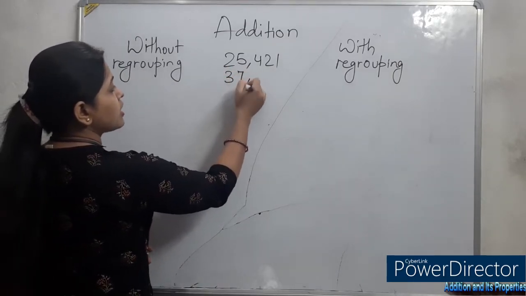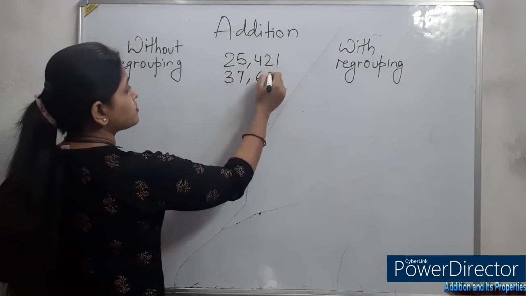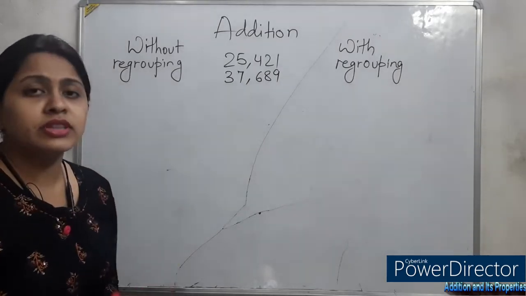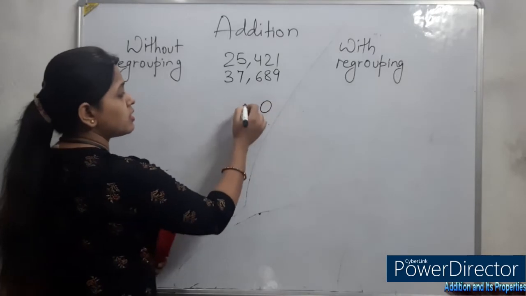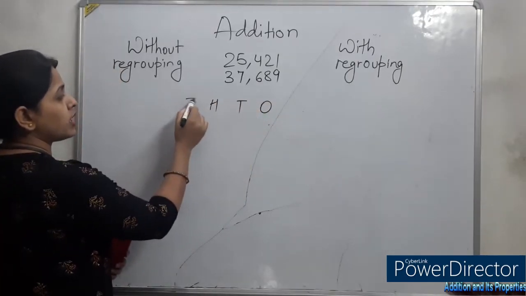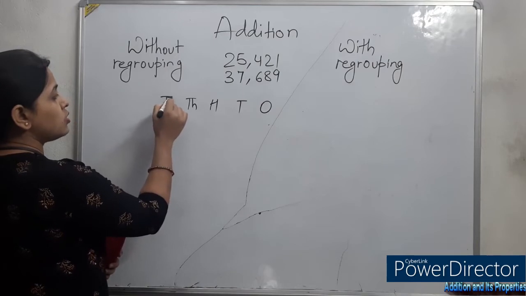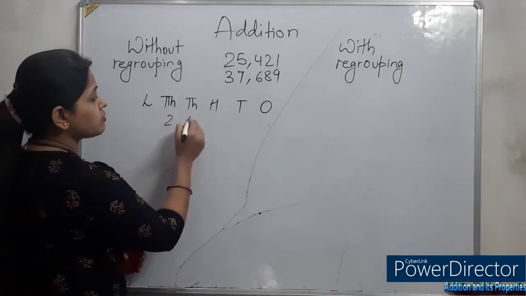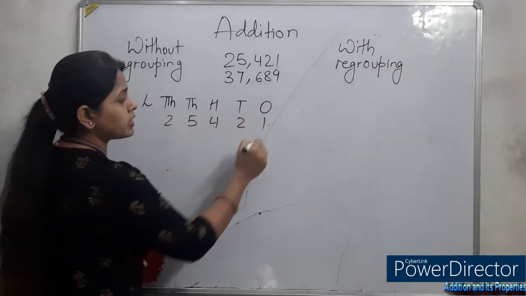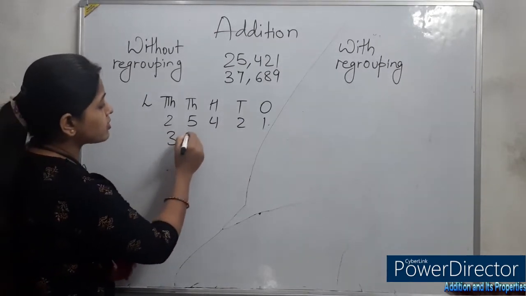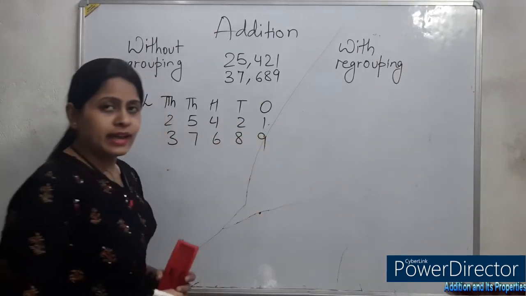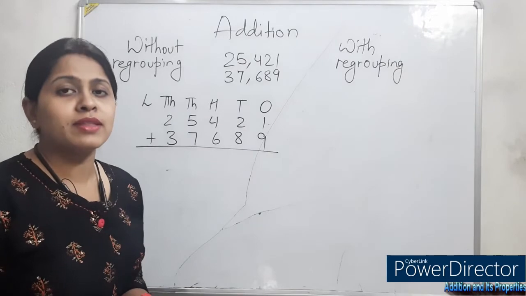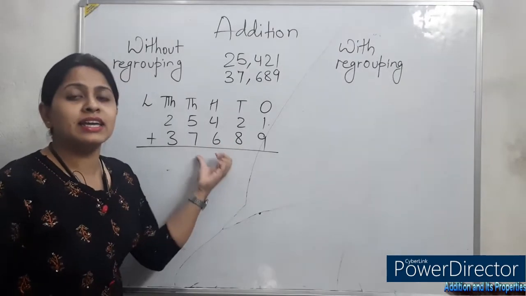The second number will be 37,689. This is our second example. In the with regrouping case also, we have to arrange the numbers with their correct place values, that is thousands, ten thousands, and take lakhs. So the proper way of writing is 25,421, and the second one is 37,689. Now what is the difference? The main difference is that we have to take a carry over here.